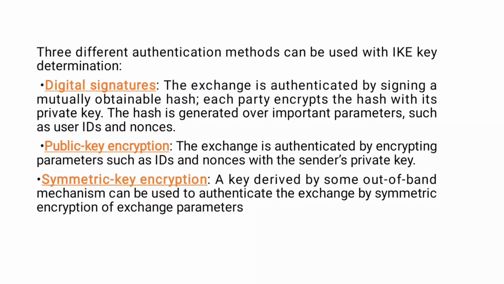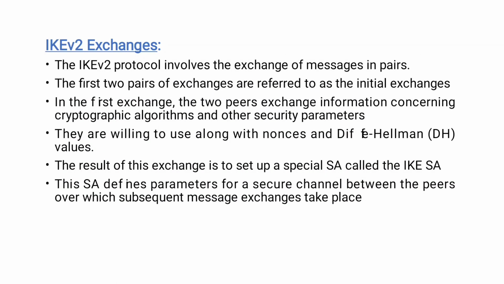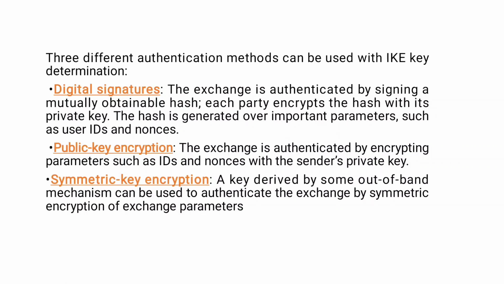And here we have three different authentication methods that can be used in IKE key determination. The first one is digital signatures. In digital signatures, the exchange is authenticated by a signature over a mutually available hash. Each party encrypts the hash with its private key, and it is generated over important parameters such as the IDs. The second one is public key encryption, where the exchange is authenticated by encrypting parameters such as IDs with the sender's private key. And the third one is symmetric key encryption, where the key is derived by some out-of-band mechanism, and authentication happens by exchanging the symmetric parameters.